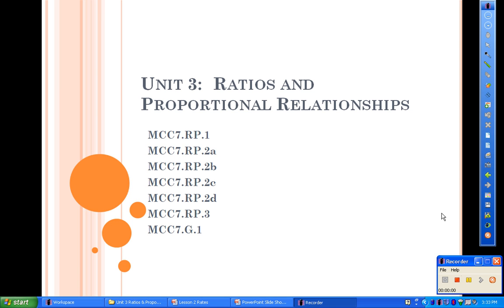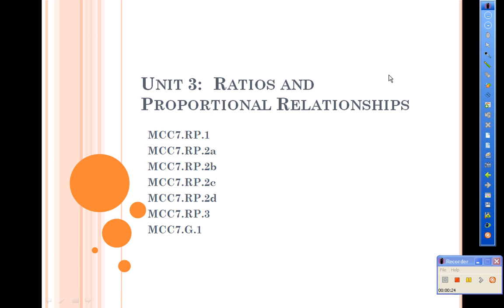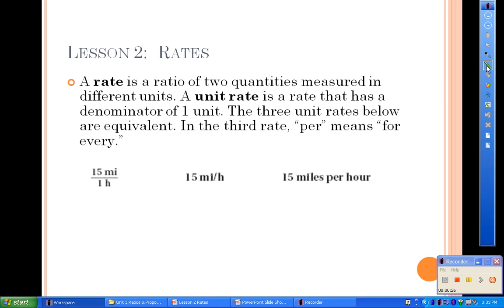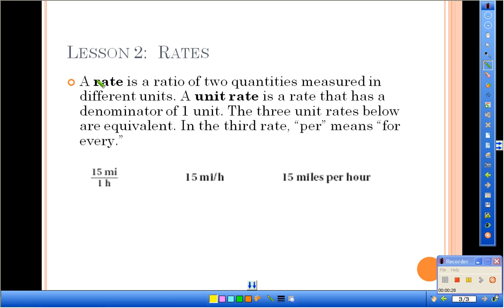We are so glad you are able to join us again for Lesson 2 of Unit 3, Ratios and Proportional Relationships. Our last lesson we talked about ratios, and just remember that ratios are simply a comparison of two things. Today we're going to talk about a special kind of ratio called a rate. Find your guided notes and please fill them in accordingly.